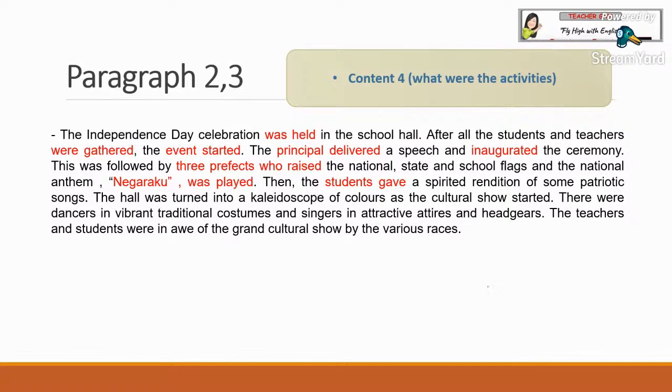The principal delivered a speech and look at the word inaugurated. Inaugurated means merasmikan. Okay, another word for you to learn today. And inaugurated the ceremony. This was followed by 3 prefects who raised the national, state and school flags, and the national anthem Negaraku was played. Okay, remember, the word was played means dimainkan.